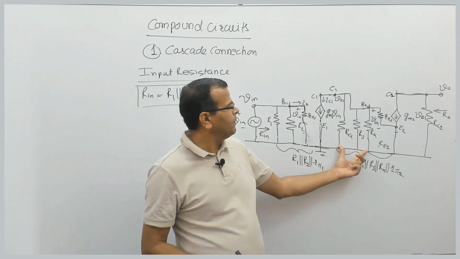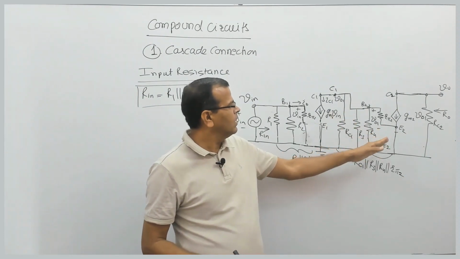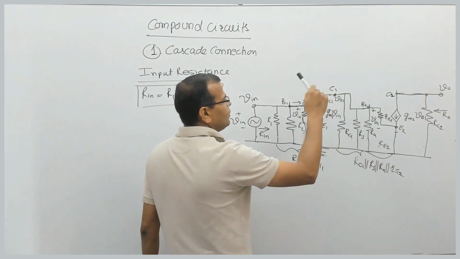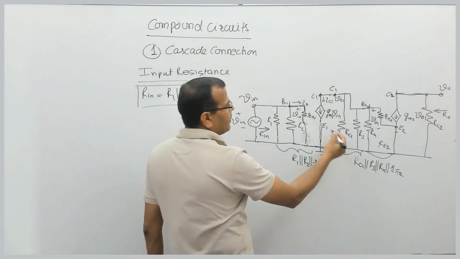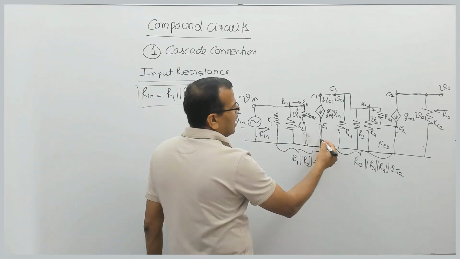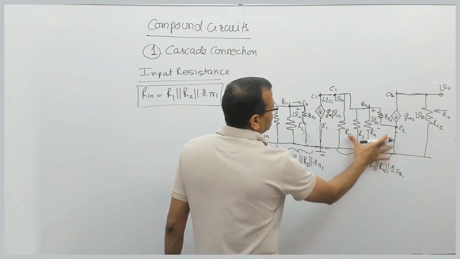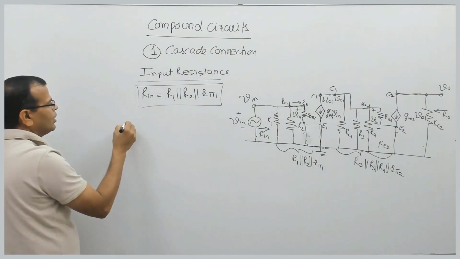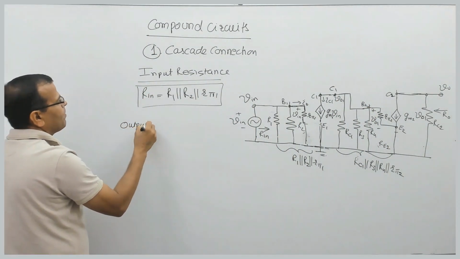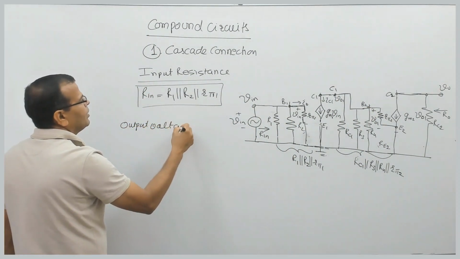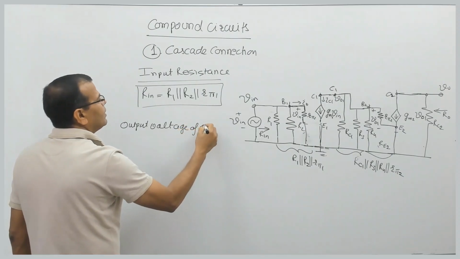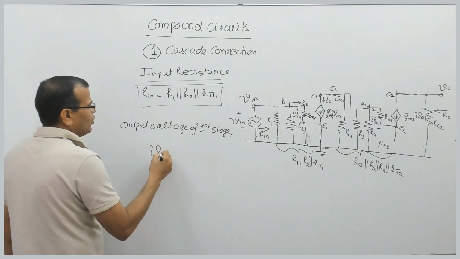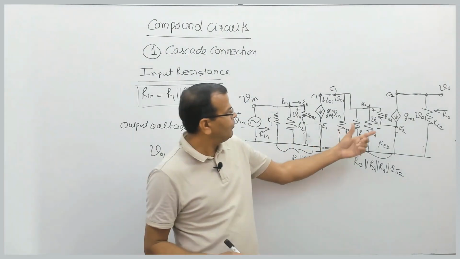If you see, what is the voltage at this node? Voltage at this node is V01, and that is definitely this current comes here and it goes through this parallel combination and comes back. So what is the output voltage of the first stage?